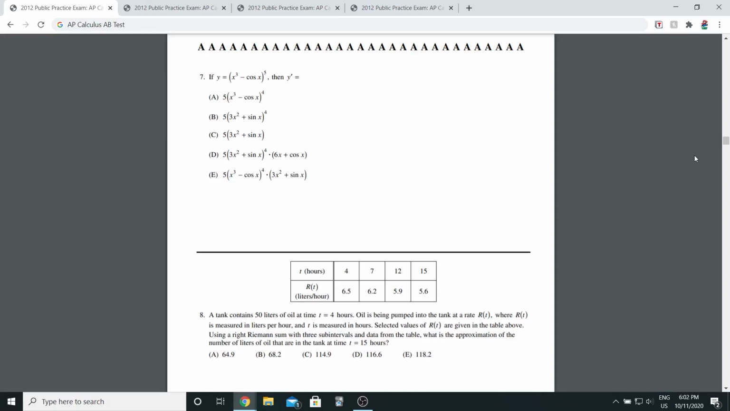The multiple choice has two parts. Part A, 30 questions, calculator not allowed, and 60 minutes. Part B, 15 questions, 45 minutes, graphing calculator required.